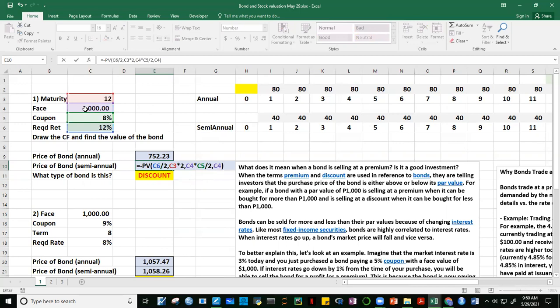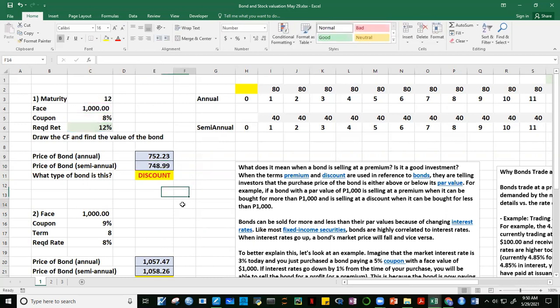Okay, so in your finals, you'll be asked to compute for the price of a bond. So it could be a discount bond. So you can easily use Excel for that. Okay, so you notice that if it's semi-annual, it's even cheaper. Okay, it's even cheaper.